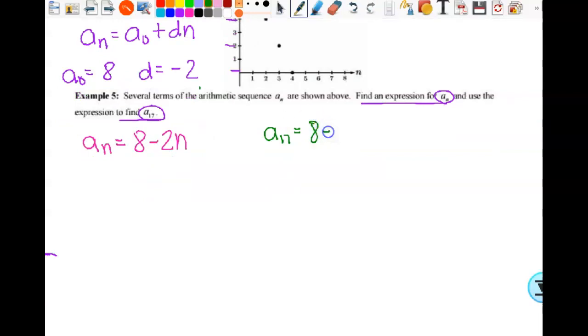So it's 8 minus 2 times what? 17. So this is 8. What's 2 times 17? 34. So the 17th term is a negative what? 26. Very good. What questions do you have? We good? Okay, good deal.